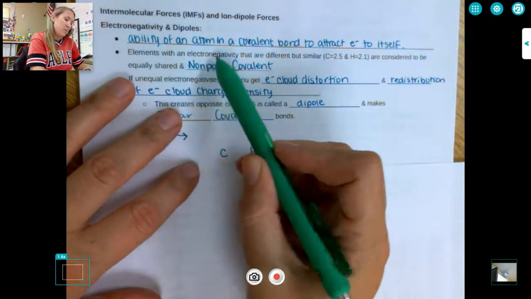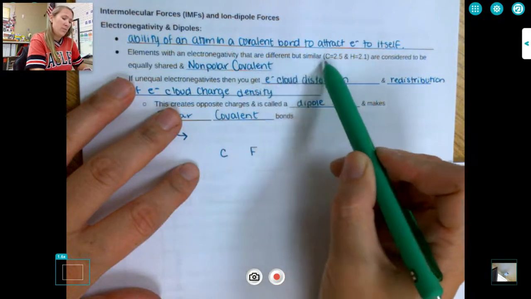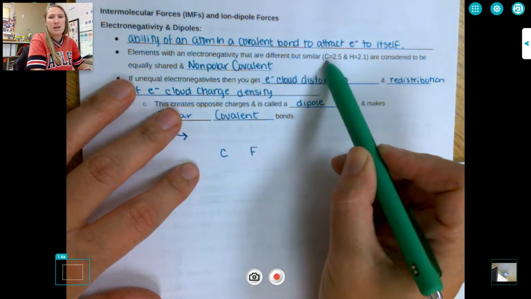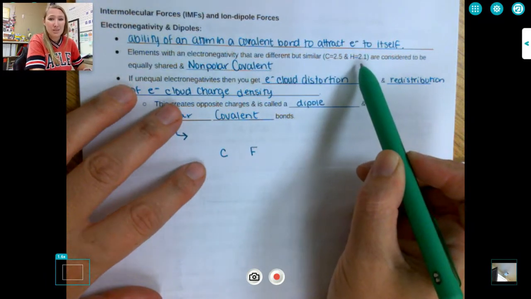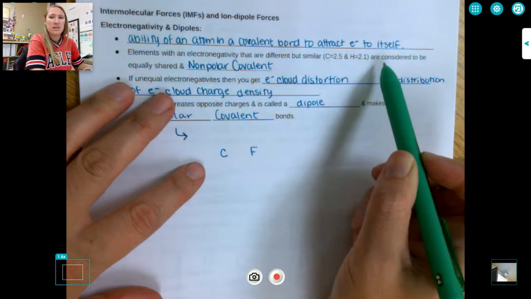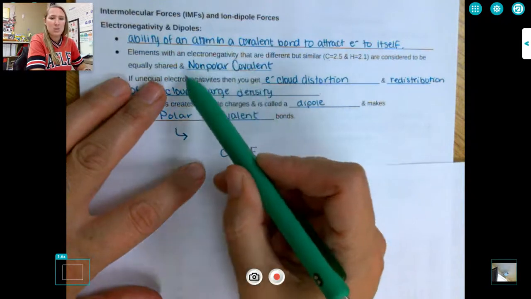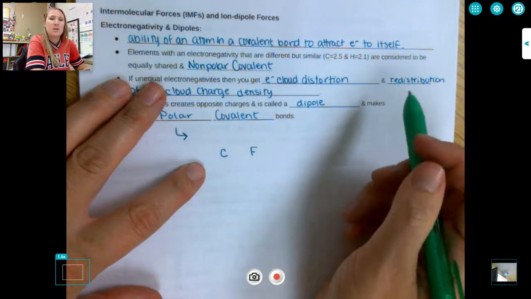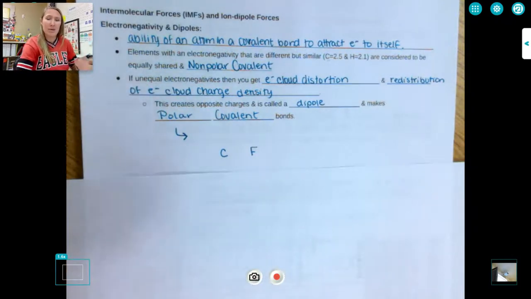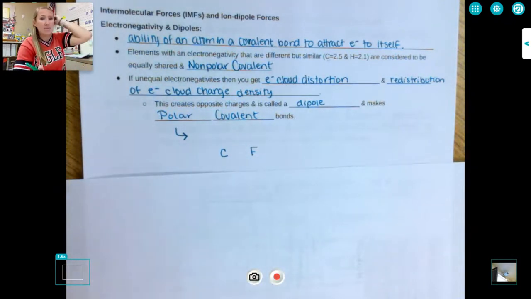If we have elements with electronegativities that are different but basically similar, so let's look at if we have carbon and hydrogen, 2.5 and 2.1, they're really pretty similar. Okay, we are going to consider that to be basically equally shared in nonpolar covalent. Okay, now we know that that is slightly different than if we have a diatomic molecule, right?